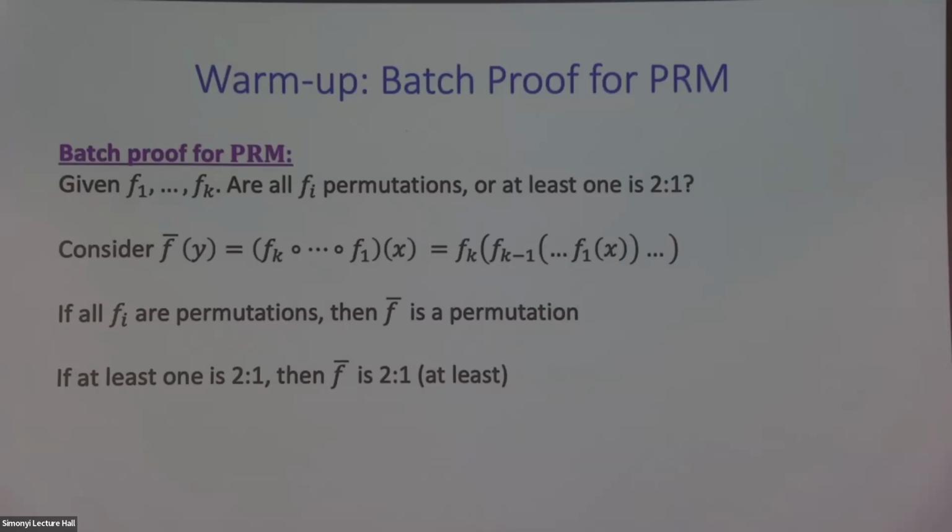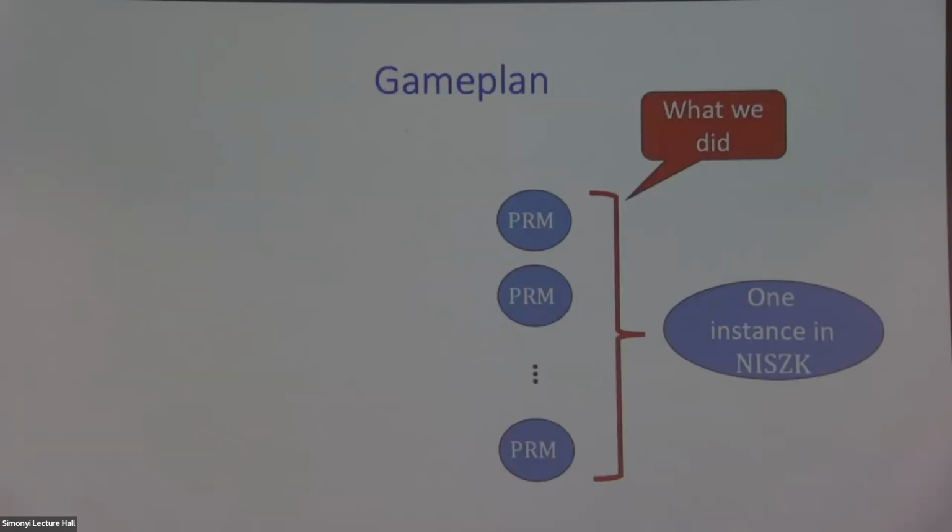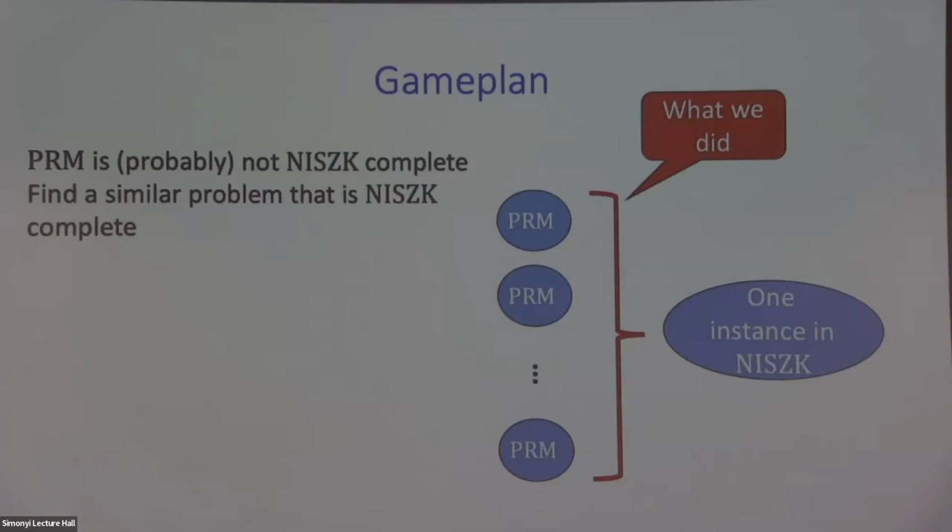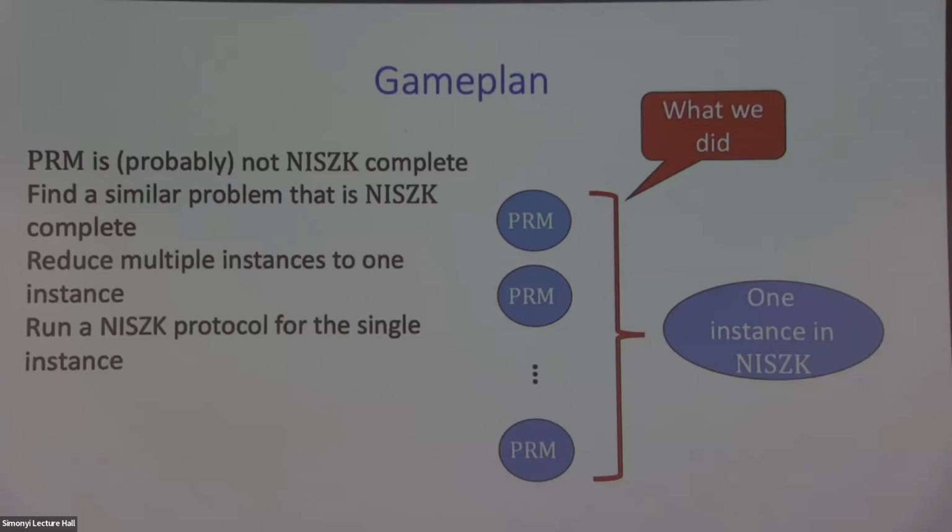Does this make sense? Okay, but the sad news is that this problem is probably not NISZK-complete, so it's not good enough. But it turns out to not be that far from NISZK-complete problems. So what was our strategy so far? With this problem, we had K copies of the permutation problem, and we compressed them into one instance. This problem is not NISZK-complete, so what we'll do is find a similar problem, which will be a little bit more difficult to deal with, that is NISZK-complete. So if we have our favorite language in NISZK, we'll reduce it to this problem, that problem will batch, and we'll solve. Okay?